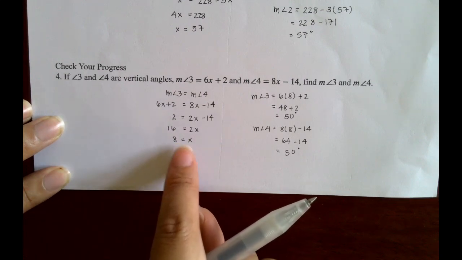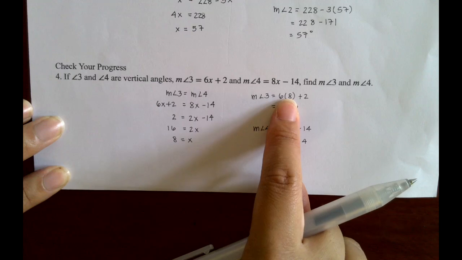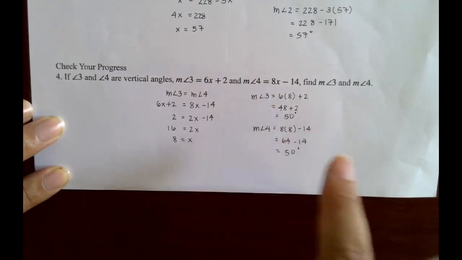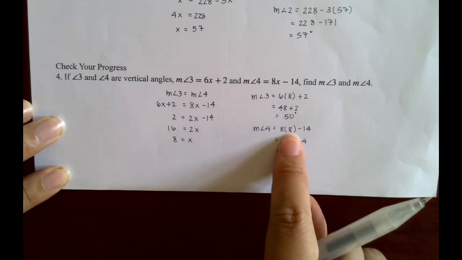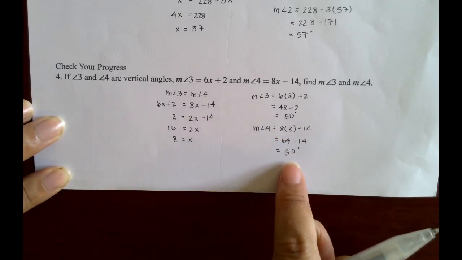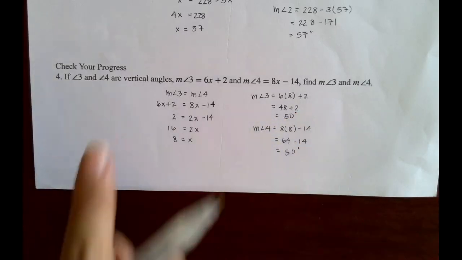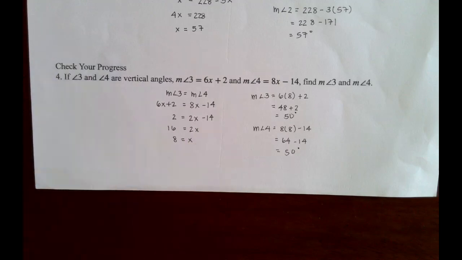Now that I know x equals 8, I can plug that in for my x. 6 times 8 is 48, plus 2 is 50. 8 times 8 is 64. 64 minus 14 is 50. So angle 3 and 4 are both 50, which is correct because they should be the same since they're vertical angles.